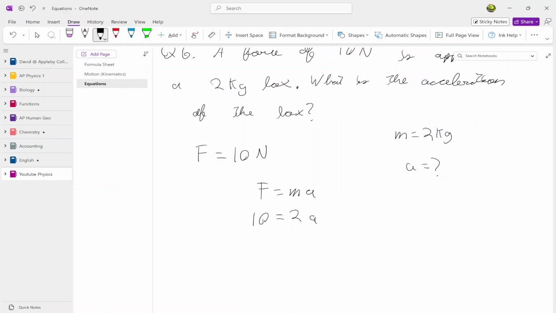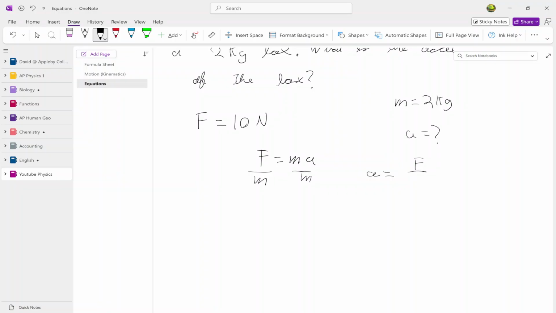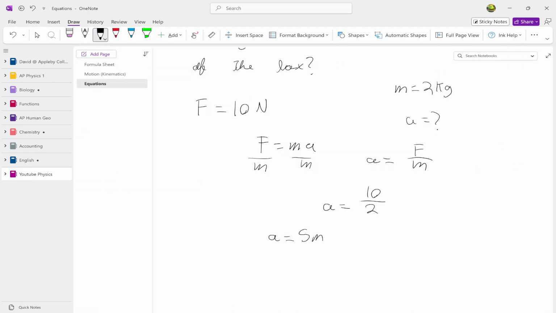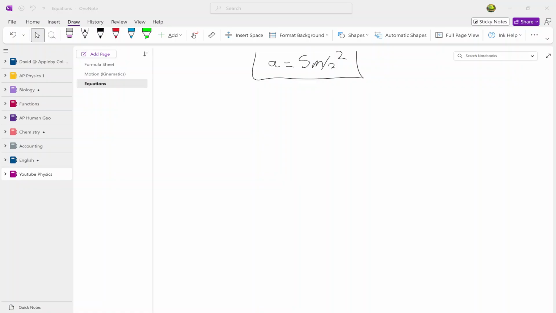Now we isolate. Actually, no. Sorry, I made a mistake there. You would have to preferably isolate for a first and then plug in. So you would have to divide by m. F divided by m. There you go. So now you plug in. It's just something you should get into the habit of. There you go. So it has an acceleration of 5 meters per second squared. Perfect. Now let's get on to Newton's third law.